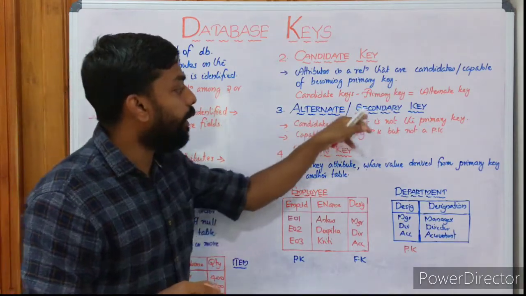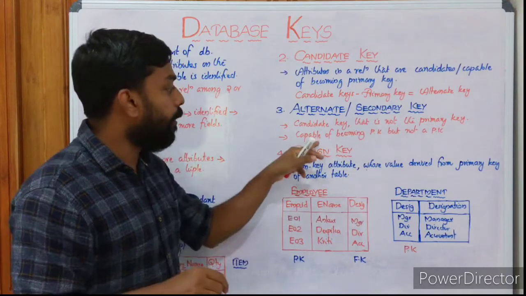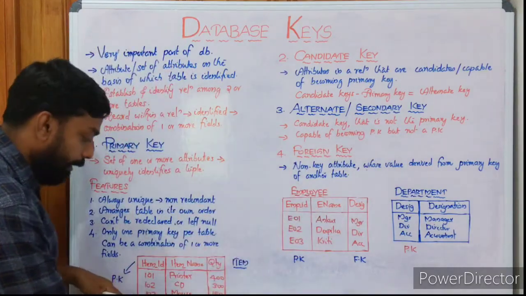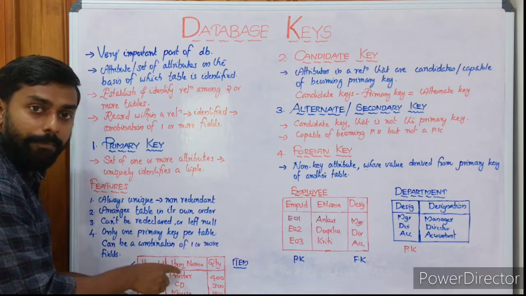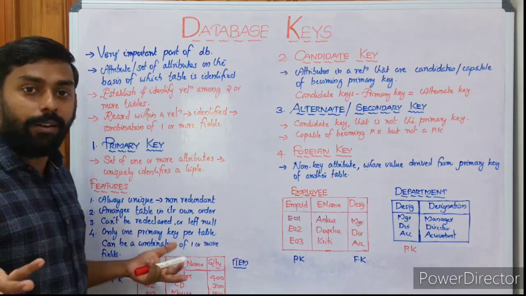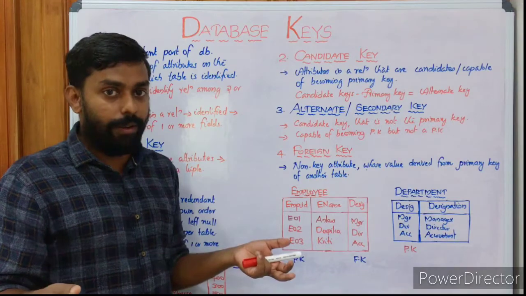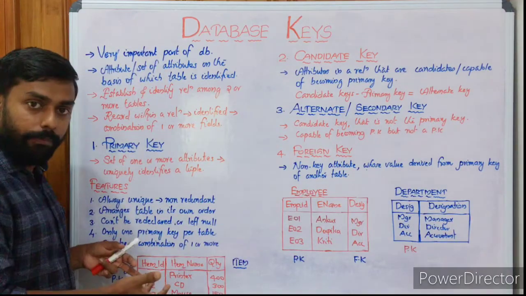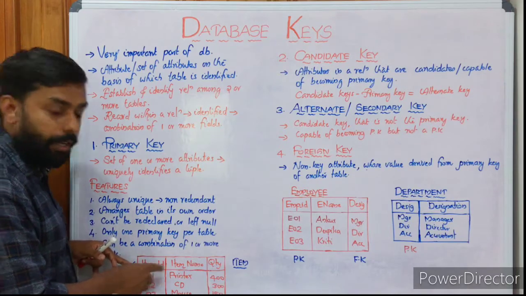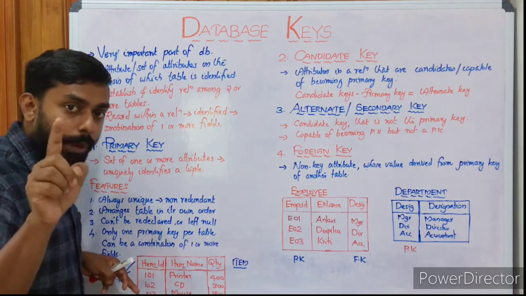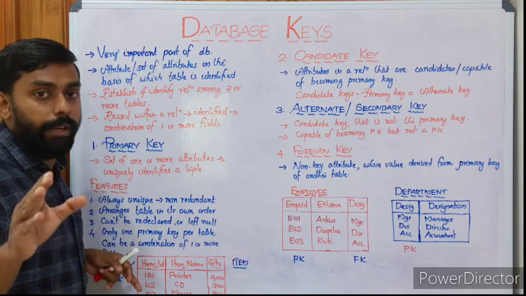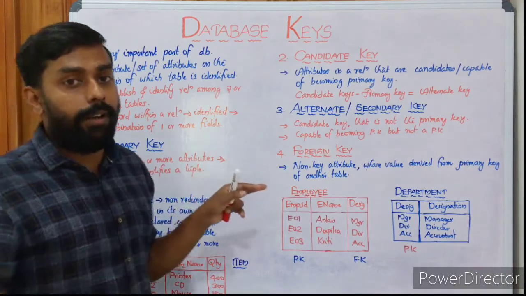Okay, candidate key, that is not the primary key. Then capable of becoming primary key but not a primary key. Yeah, it is capable of becoming a primary key but it is not the primary key. That is what alternate key is. This is also capable of becoming a primary key, item name, but we have already selected item ID as a primary key, so there will be only one primary key for a relation, and item name cannot be considered for setting primary key, so that will be the alternate or secondary key.